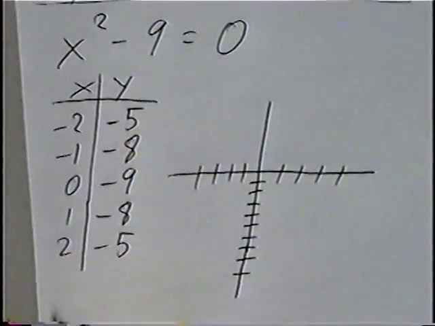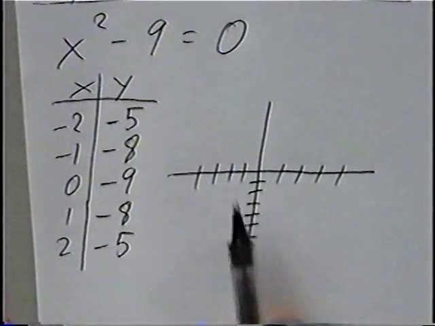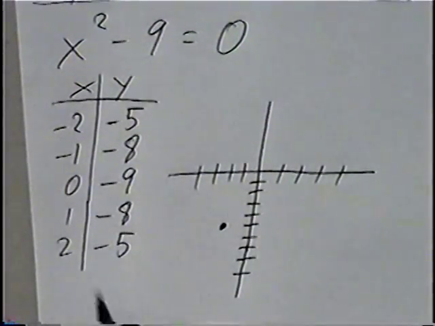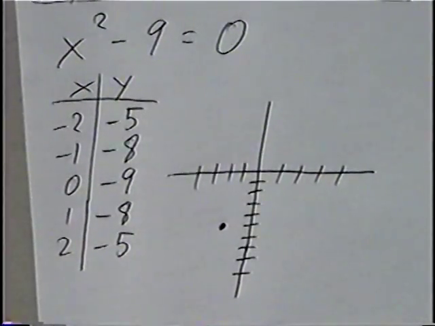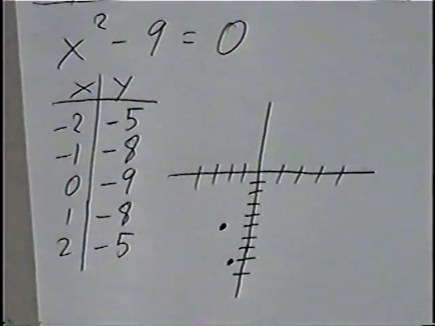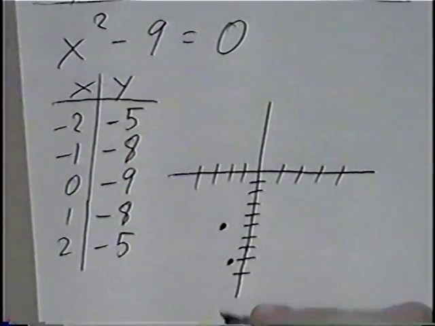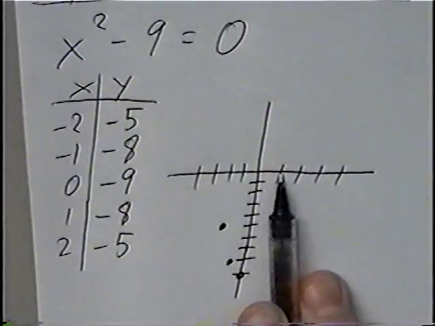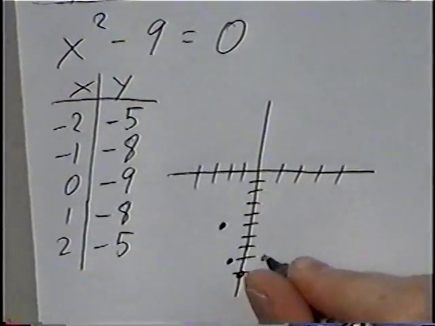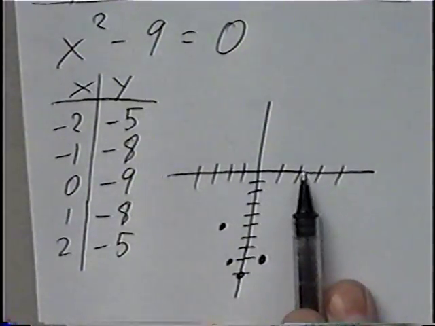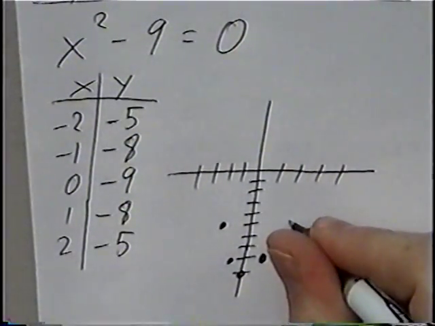Graphing the points, -2, -5 would be 2 spots to the left and 5 spots down. -1, -8, 1 spot to the left and 8 spots down. 0, -9, 0 would be in the middle and 9 spots down. 1, -8 would be +1 and down 8 spots. And 2, -5 would be 2 spots to the right and then 5 spots down.